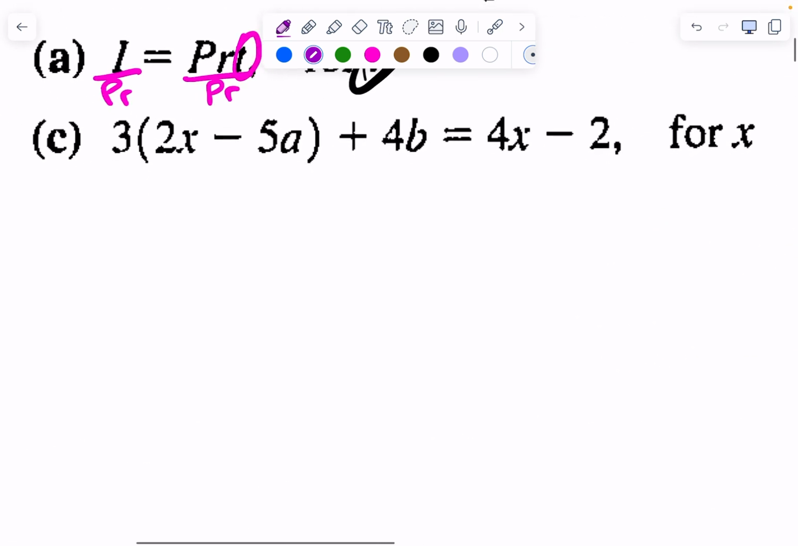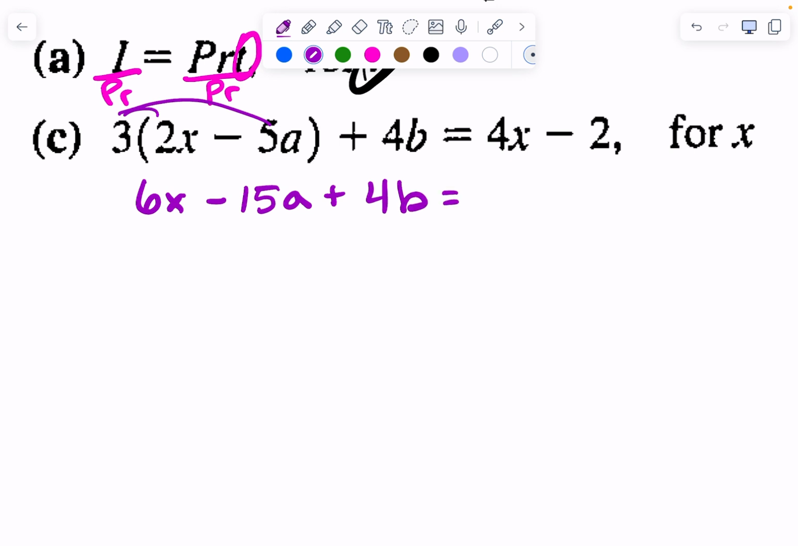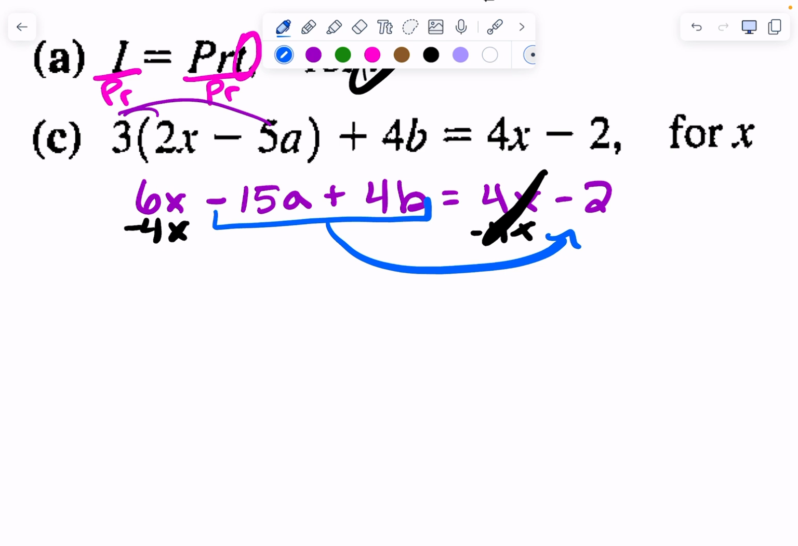Here we're solving for X. What shall we do first? Probably distribute the 3. So 6X minus 15A plus 4B equals 4X minus 2. We have lots of things and nothing we can shove together except the X. Let's go minus 4X over here, so it's gone from here. Then let's bump this junk to this side. How many X's do we have on the left? 2X equals. What's that look like?